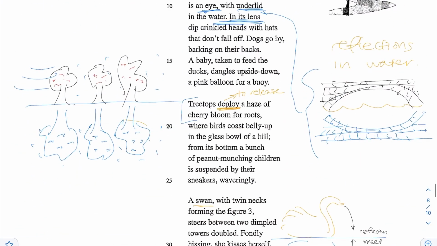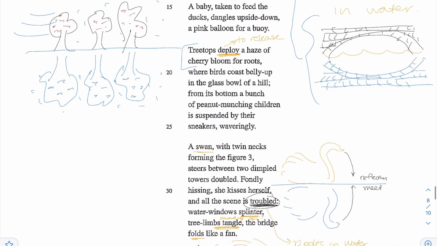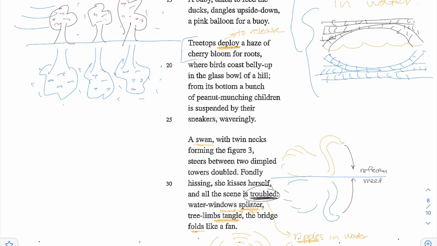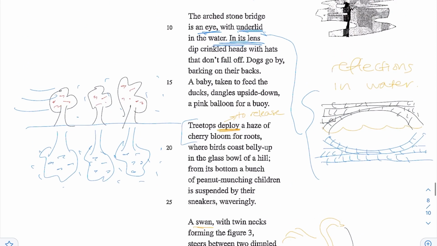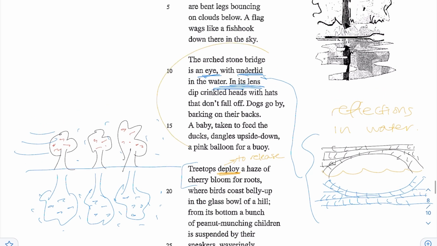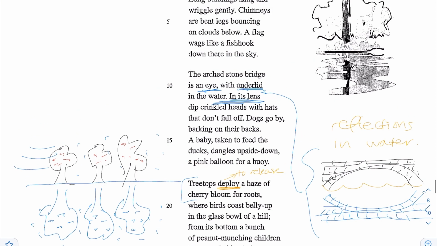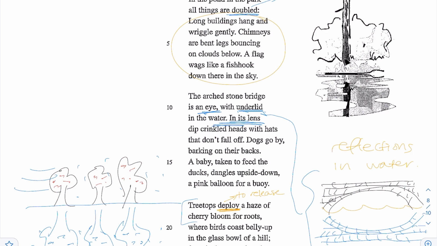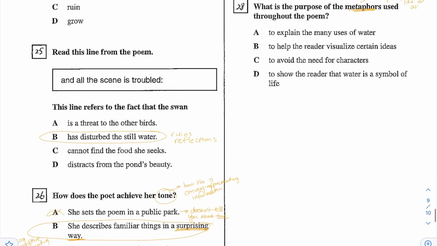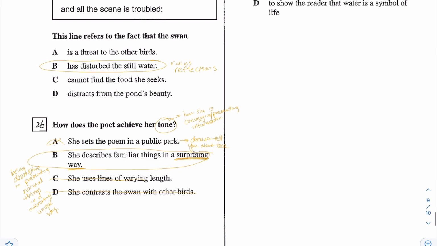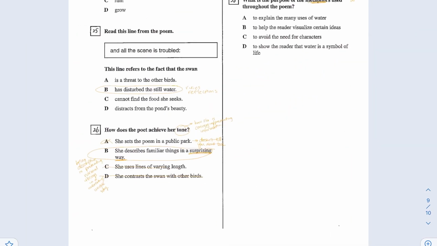Trees with reflection as limbs, this swan that's kissing itself. You have this bridge that looks like an eye. You have all these interesting things that are kind of happening in this reflection, this mirror world. That's where 26, the big picture, this is her tone.